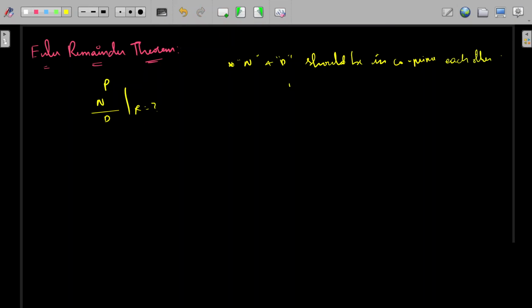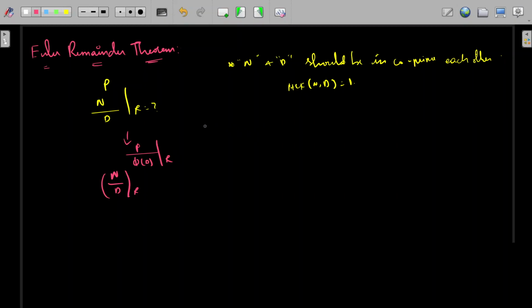For example, if the highest common factor of n and d is 1, then I can directly apply Euler's remainder theorem. What does that mean? How do I find my remainder? You find the remainder by dividing the numerator by the divisor, and you divide the power by the Euler totient number of the divisor and find the remainder.